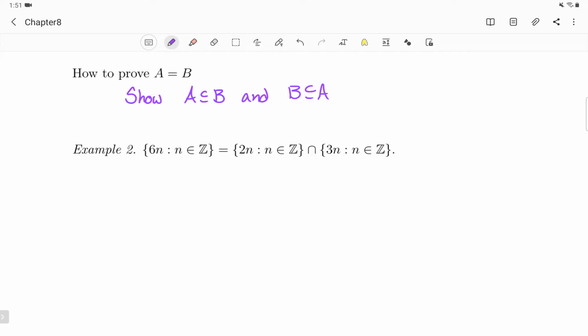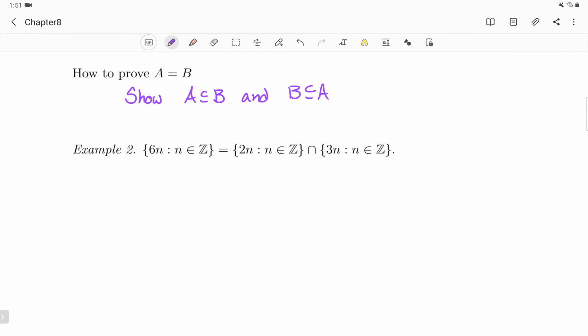So basically, I'm going to show an element of A has to be in B, and then show an element of B has to be in A. Therefore, they have the same elements. It's kind of like our if and only if proof where I'm going both directions. Okay. All right. So let's look at an example like that.